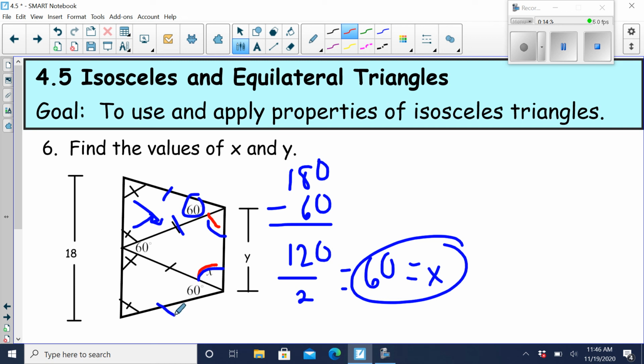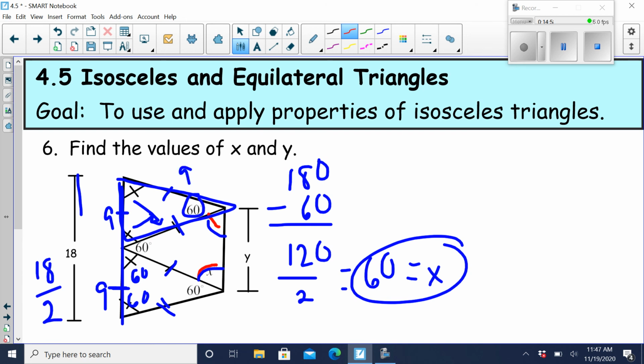Now, if I'm getting 60 and 60 and 60 as my angles, technically it's not just isosceles, it's actually equilateral, okay? Because all of the angles are the same, that means all of the sides are the same. So equilateral in this triangle up here as well. So I'm going to take this 18, which is this full measure here, and cut it in half. So 18 divided by 2, I'm going to end up with 9 here. This side is 9, this side is 9, this side is 9, this side right here. So y is going to equal 9.